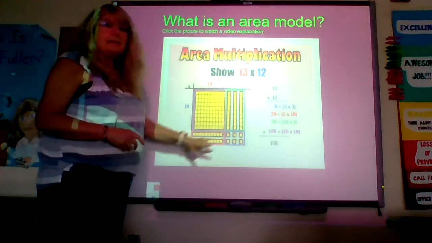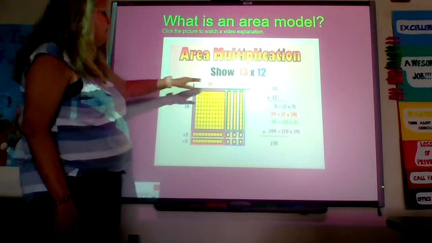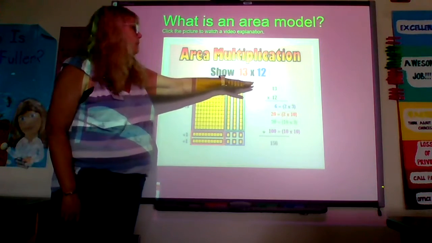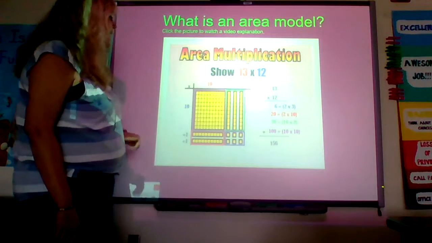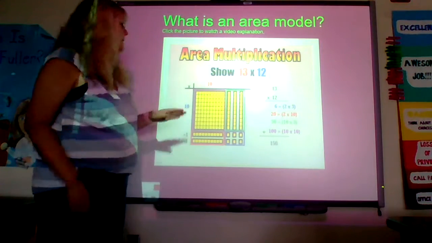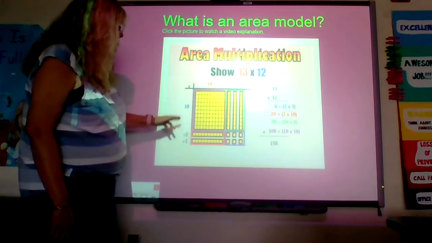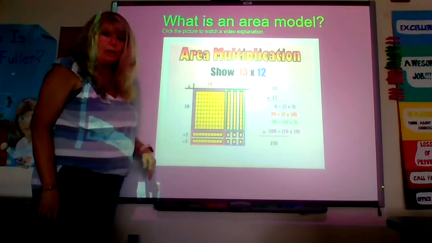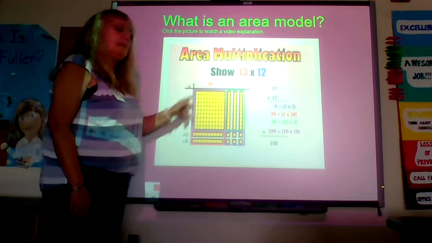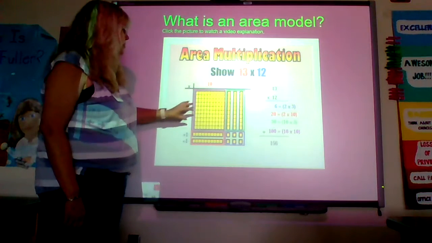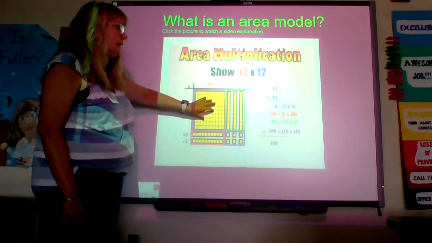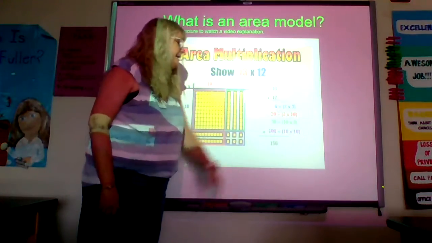Okay, basically this is an area model right here. What they've done is they've taken the algorithm, 13 times 12, and they've broken it down into parts. They broke 13 down to 10 and 3, and they broke 12 down to 10 and 2. Well, we know that 10 by 10 is 100. So we have a 100 block right here.